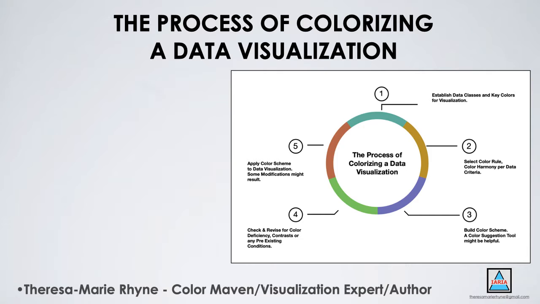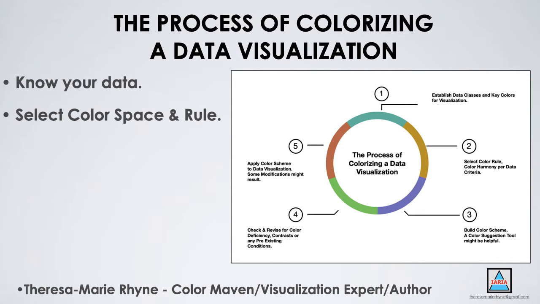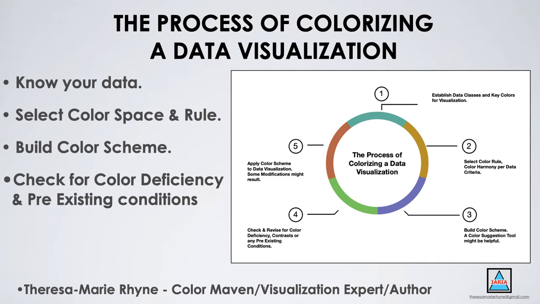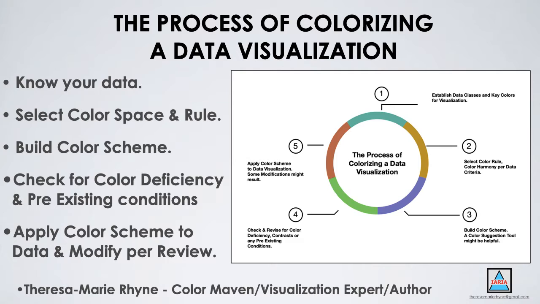Our first stage is to know your data. What type of data do you have? And I'm going to cover some examples. Then we're going to select a color space or a color rule to work in. Then we'll build a color scheme. Check for color deficiencies so that everybody can see our visualization. Then we're going to apply our color scheme and have some review of it, and maybe we'll modify as a result of the review.